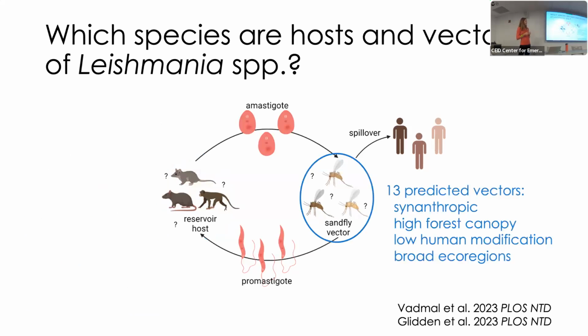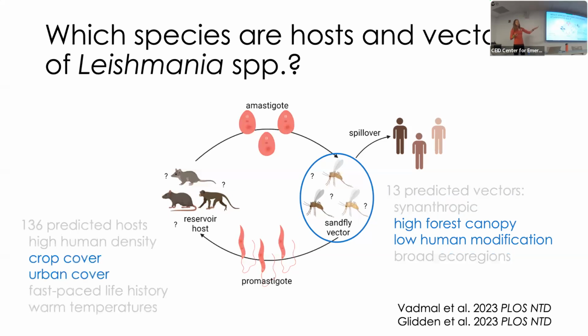For the vectors, we identified 13 newly predicted vector species, and these tended to be synanthropic, so associated with human environments, but also associated with high forest canopy, low human modification, and a broad range of ecotones. So these are vector species that are really thriving in the kind of beginning stages of human impacts, where humans are present, but there's still a lot of kind of natural space present.